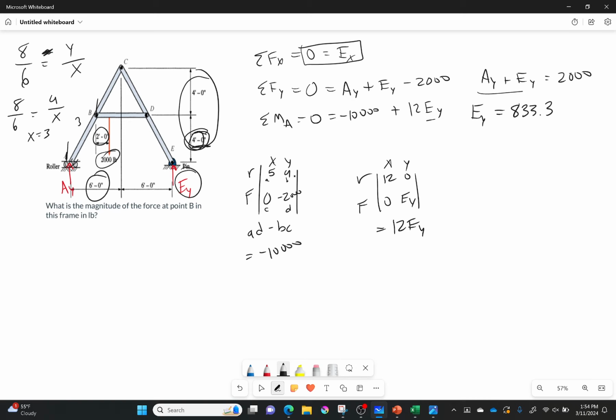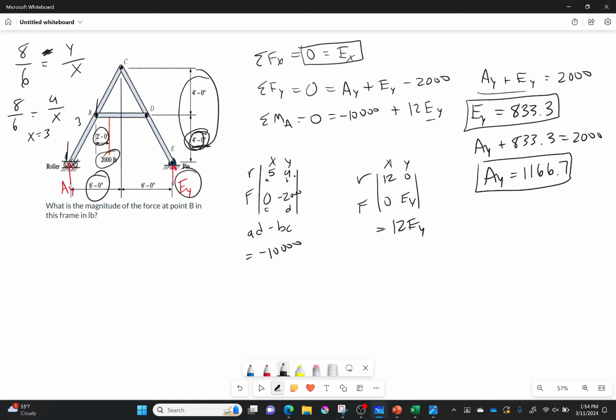And then I can solve this one too. So AY plus 833.3 is equal to 2,000. So let's figure that out. That comes out to be 1166.7. Okay, so we've got a few of our forces. Now we've got all of our reaction forces for this particular section. Everything we can do for it.